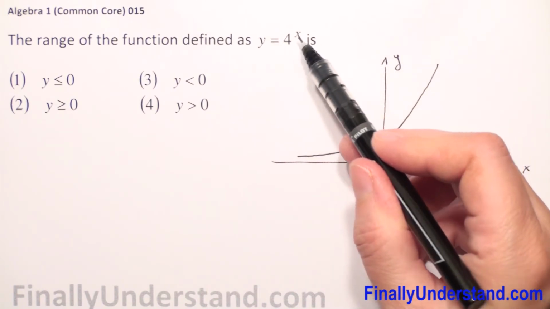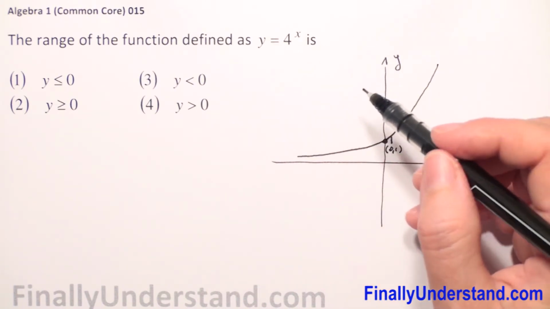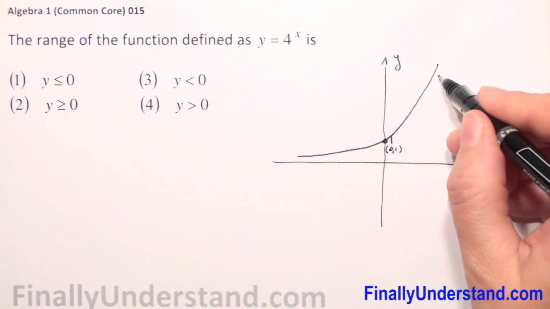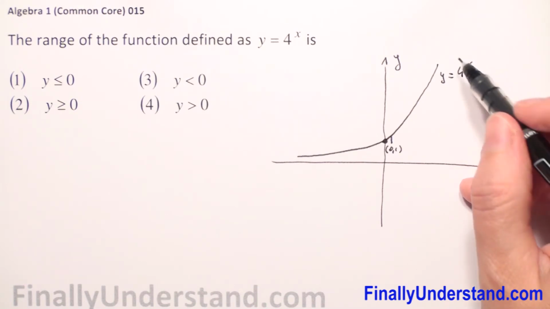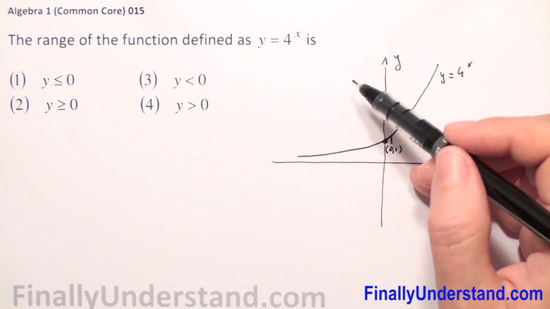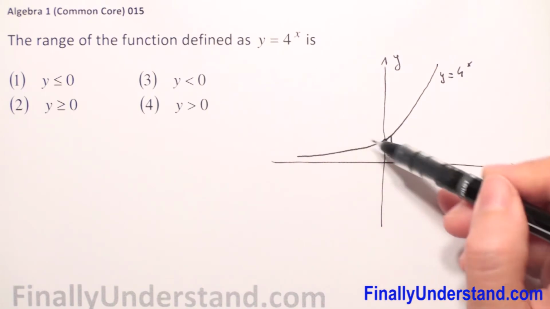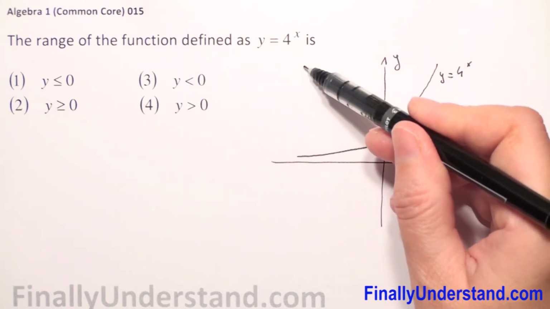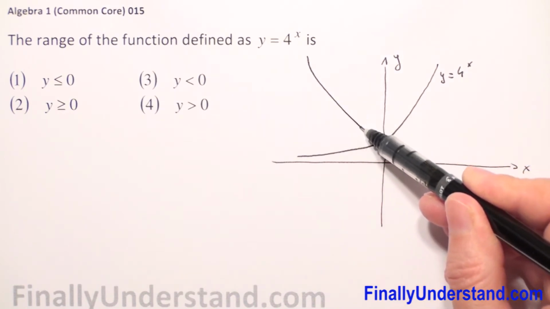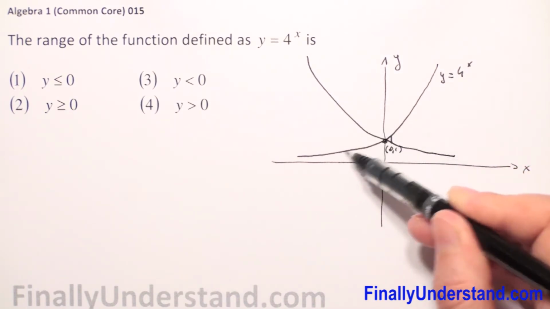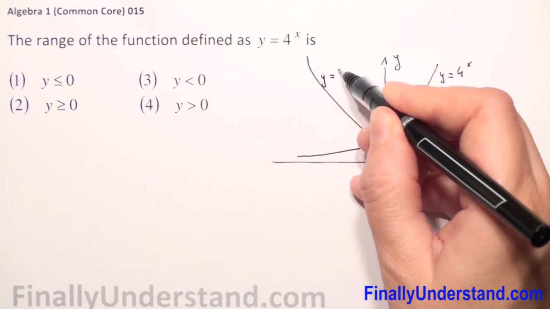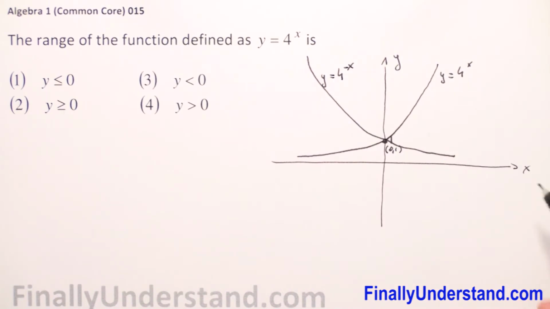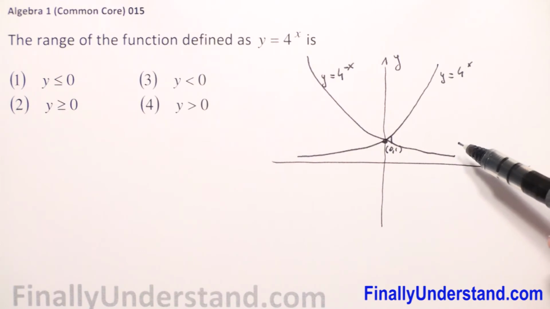When x is a negative number, then our function, we can write something like this, y equals 4 to the power x. When x is negative, our function has to pass through the point (0, 1), and it's something like this. These two graphs are symmetrical about the y-axis. This is y equals 4 to the power negative x. And now, if you memorize these two graphs, it's very easy to find the range.